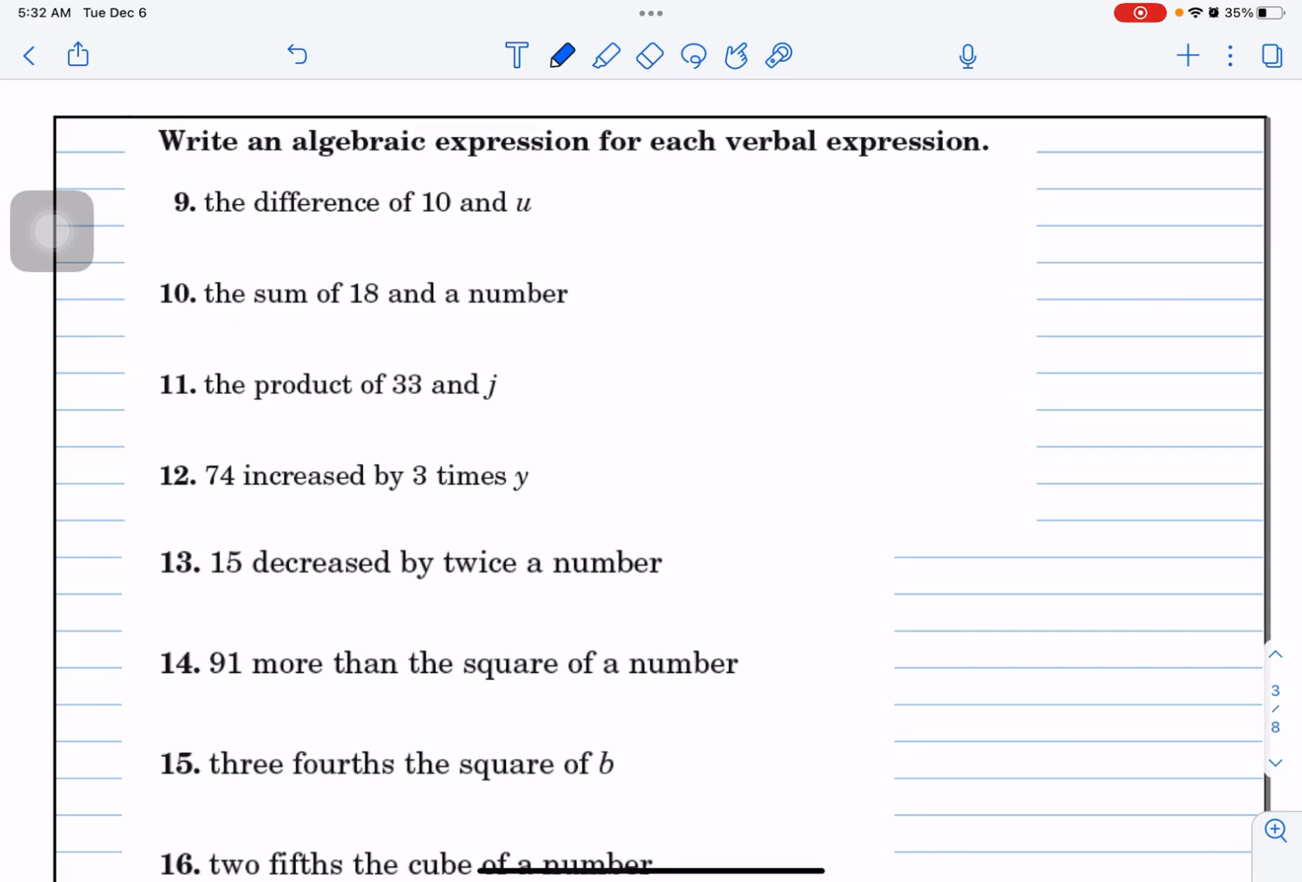Now, when we're looking at this one, you're just doing the reverse. So we're taking the words that they gave us and we're going to write them as expressions. So I look for keywords like the difference of 10 and u would just simply be 10 minus u.